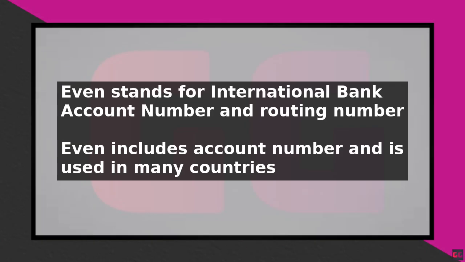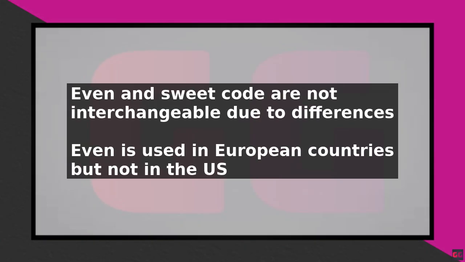In contrast, IBAN stands for International Bank Account Number, which includes both the routing number and account number. However, not all countries utilize IBAN, with the United States and Canada being examples of countries that do not use it, whereas many European countries do. As a result, IBAN and SWIFT code are not interchangeable, and one cannot be used in place of the other.